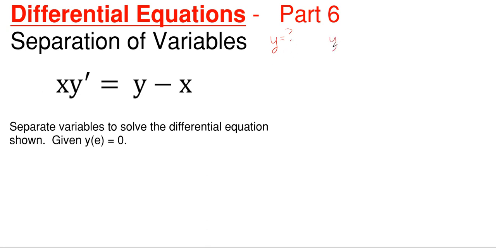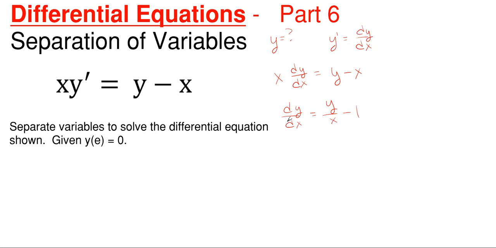All right, so let's recall that whenever you see the little tick marks on the y here, that is just saying that's dy dx. So we can rewrite this equation as x times dy dx equals y minus x. Now let's try to separate these variables out, meaning we want everything with y on the left, everything with x on the right. So let's divide everything through by x. So we end up with dy dx equals y over x minus 1, which would just be x over x.